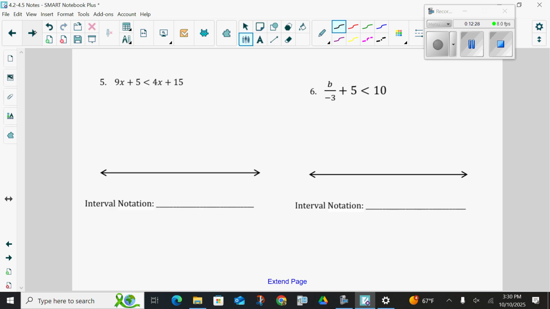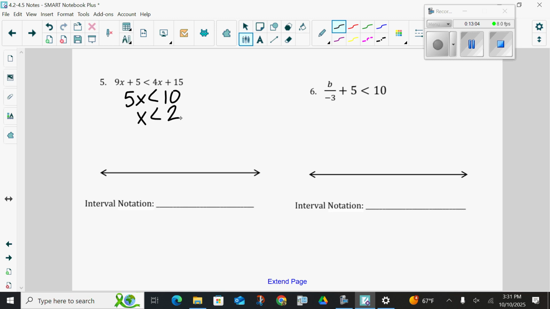Awesome. Now that you have finished solving it, we're going to go over that answer together. So I'm going to combine like terms. I'm going to move 4x to the other side. When I subtract 4x to the other side, I should get 5x. And then I'm also going to subtract 5 over to the side with 15, so that I can get those like terms together. And I'm going to have 5x is less than 10. When I divide both sides by 5, I get x is less than 2.